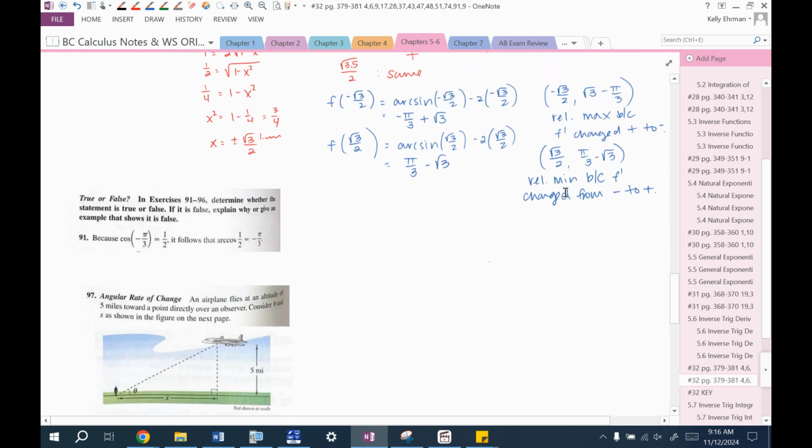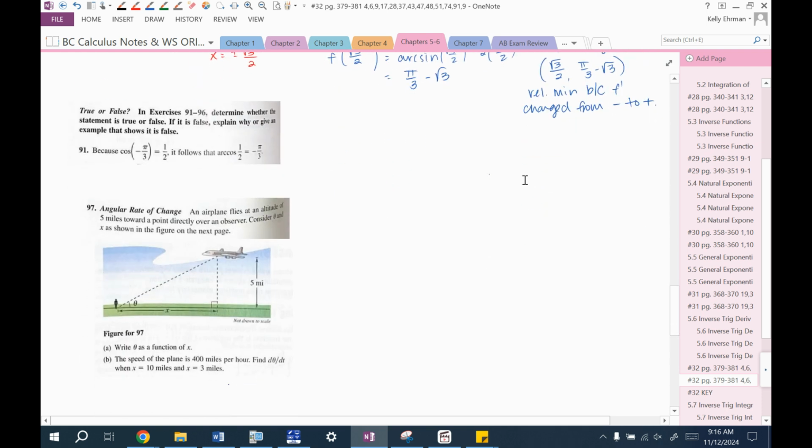Okay. Last couple of problems. Here's a true or false. Because cosine of negative pi over 3 is 1/2, it follows that arc cosine of 1/2 is negative pi over 3. That is false. Because we went over this in our notes, remember arc cosine, the range for arc cosine can only be angles between 0 and pi. So the arc cosine of 1/2 is not negative pi over 3, it's pi over 3.